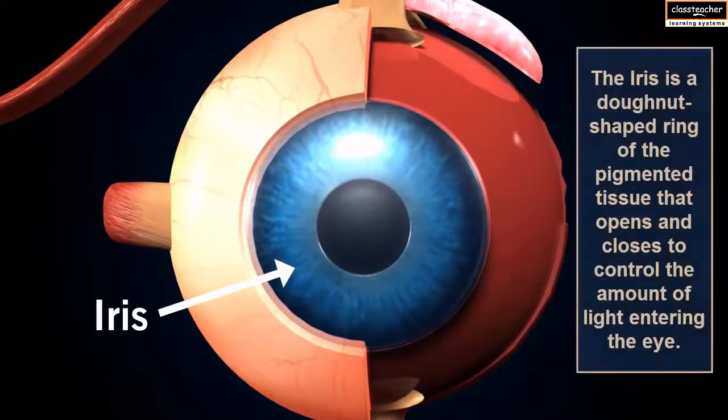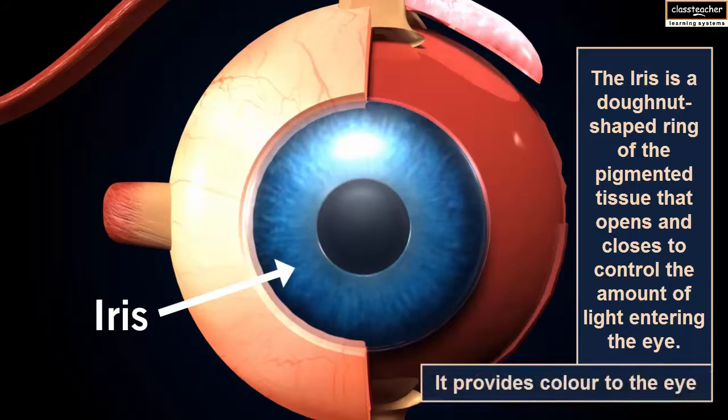The iris is a donut-shaped ring of the pigmented tissue that opens and closes to control the amount of light entering the eye. It provides color to the eye. This color can be black, blue, brown, etc.